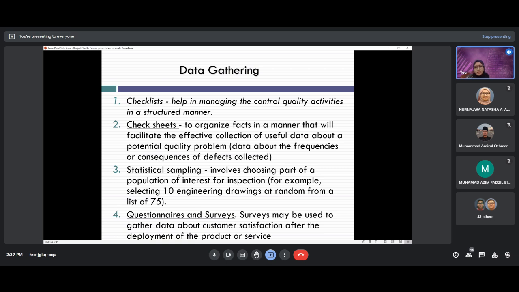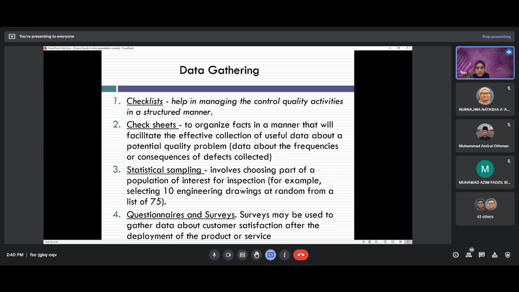Statistical sampling. Like I mentioned to you, when you talk about statistics, you talk about sampling. So you need to take the samples. How do you want to take the samples? For example, if you have 100 products or 100 concrete cubes, how many samples do you want to take? Only 10? Or is 30 enough? Or 50 concrete cubes to be tested, for example? Sampling is very important because when you select a weak sample, then it is very difficult for you to make a decision in accepting or rejecting a product or a process.